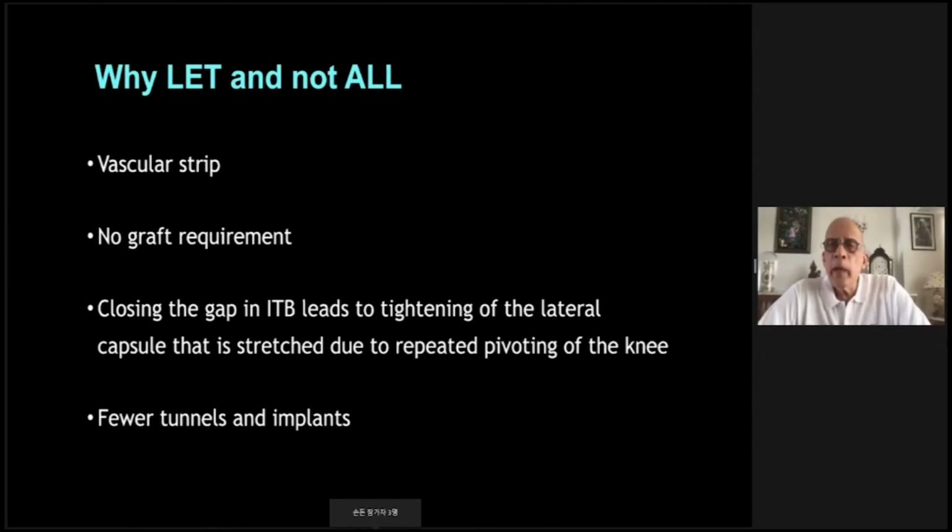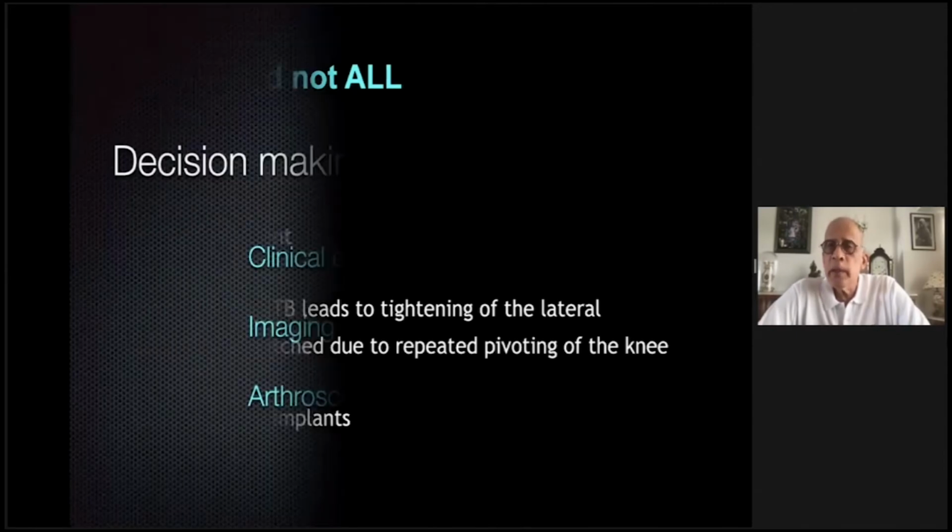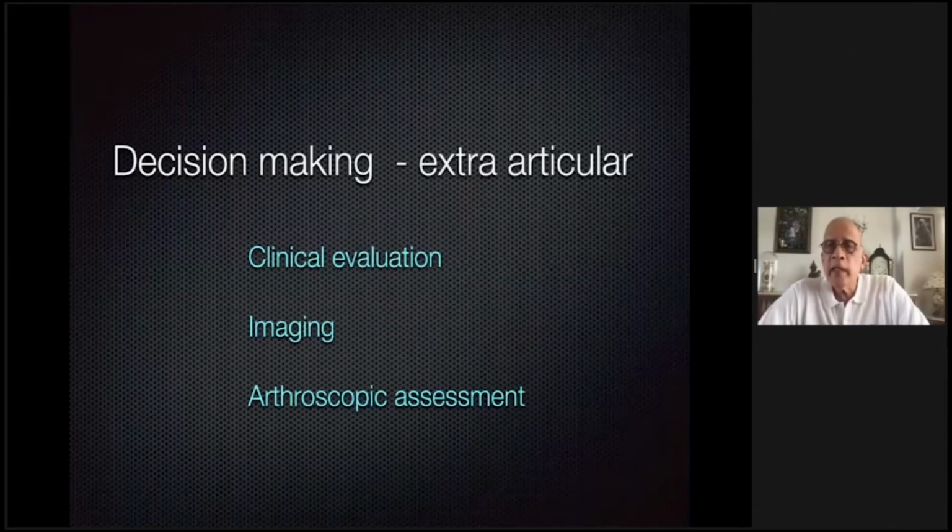In our practice, we prefer to have the LET over the ALL for a couple of reasons. Basically, you do not require any graft for the LET. Closing the gap in the iliotibial band itself leads to tightening of the lateral capsule that is stretched very often because of repeated pivoting of the knee. And you have fewer tunnels and implants, so it is very economic for patients who cannot afford to have any expensive procedures. All patients do not need an LET in the presence of an ACL deficient knee. Decision making is done on clinical evaluation, imaging, and arthroscopic assessment.